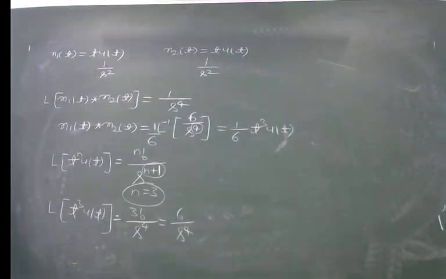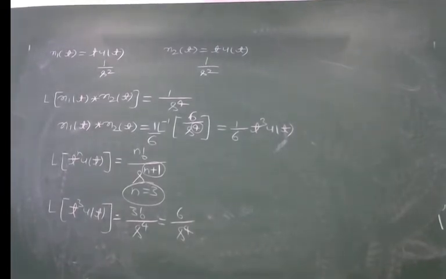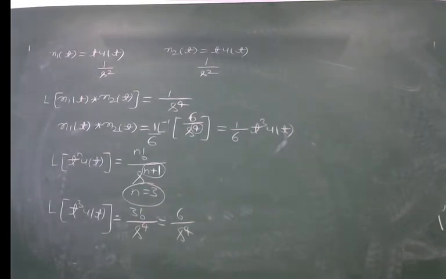By using this property, we can find the convolution of two given signals x1(t) and x2(t). Now the next question: the input for the system is given as e power minus t u(t).